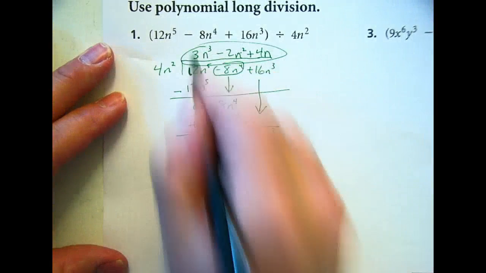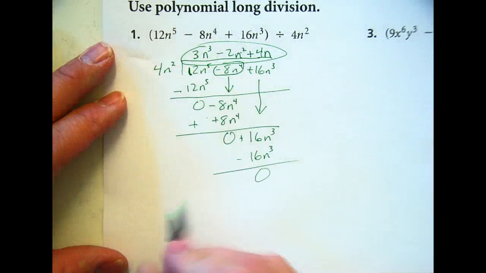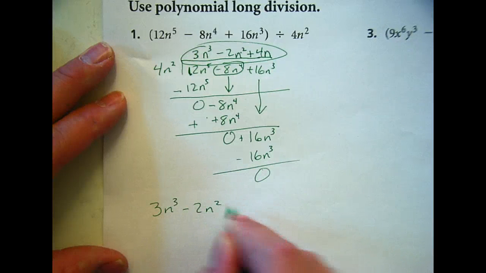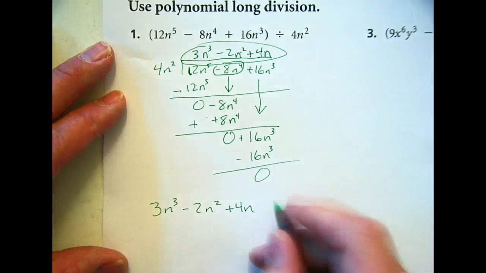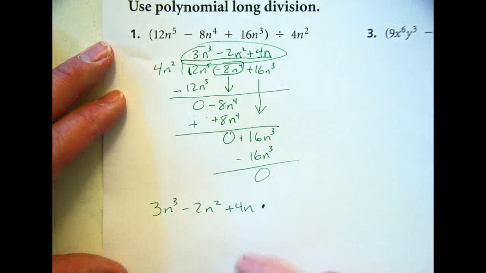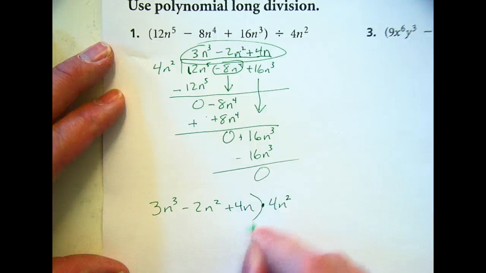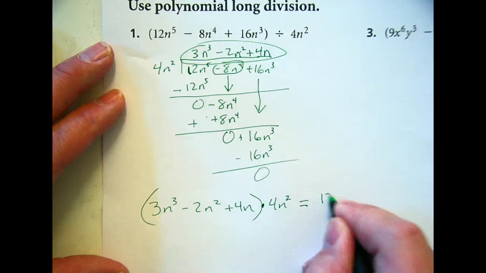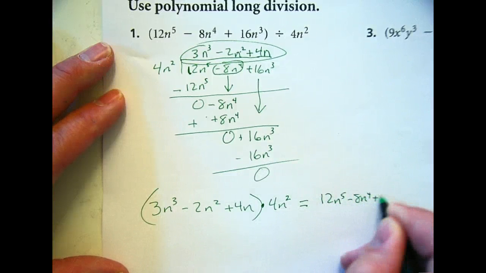That's my answer. Okay, let's understand that what we're saying is we're saying that 3n to the 3rd minus 2n squared plus 4n, which is our answer in this problem, times what? 4n squared. So when we multiply that by that, we get 12n to the 5th minus 8n to the 4th plus 16n cubed. Okay.